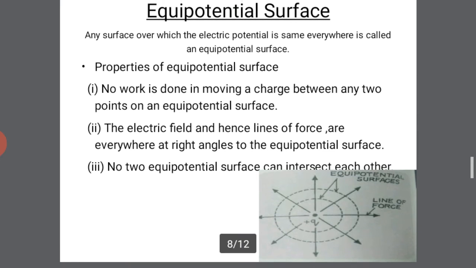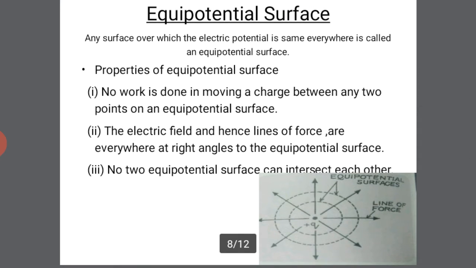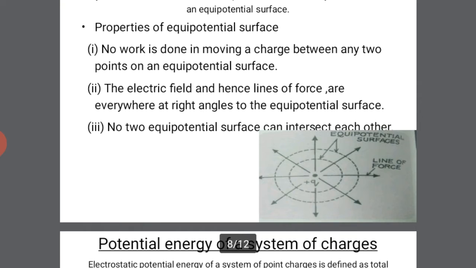This is because the potential difference is 0, so W equals Q delta V, and delta V equals 0, so W will be 0. The second property is that the electric field and the lines of force are everywhere at right angles to the equipotential surface, and the third property is that no two equipotential surfaces can intersect each other.